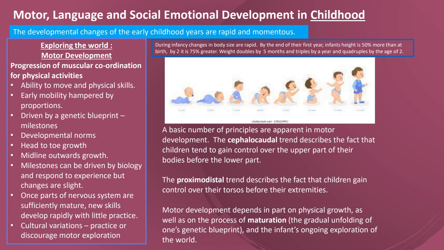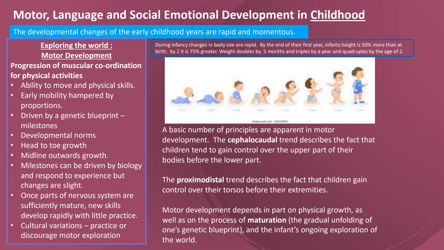So the first thing we look at is the importance of motor development. And when we talk about motor development, that is your movement and your physical skills. So a baby starts to crawl, and that's its first sign of significant motor development. But its early mobility is very much hampered by the proportions. Its head is much bigger than its body, so it has to wait for its growth proportions to even out, and then crawling and walking can start to happen.